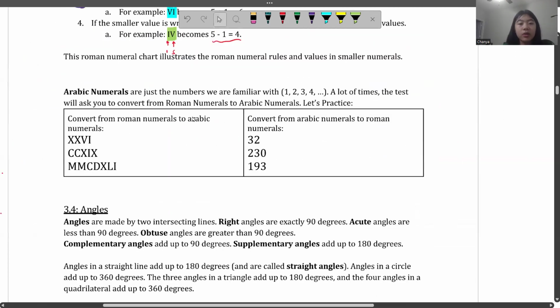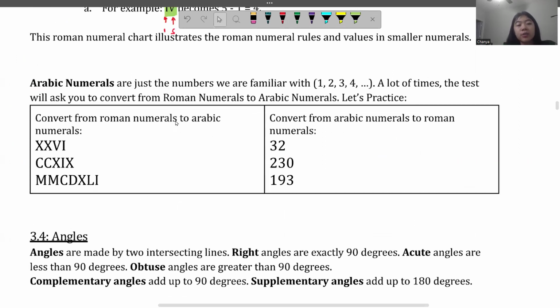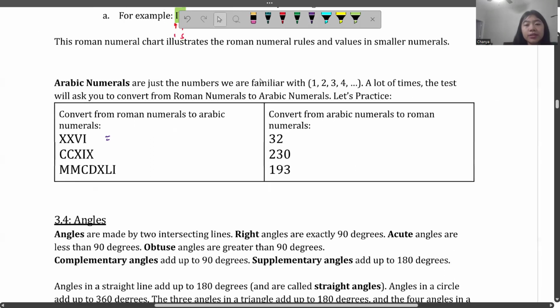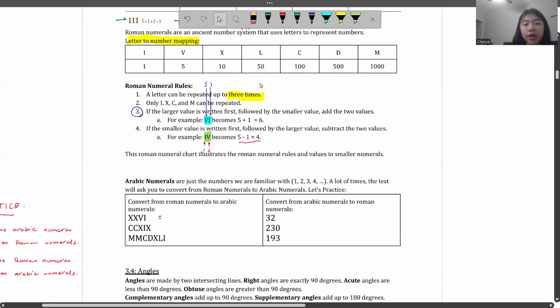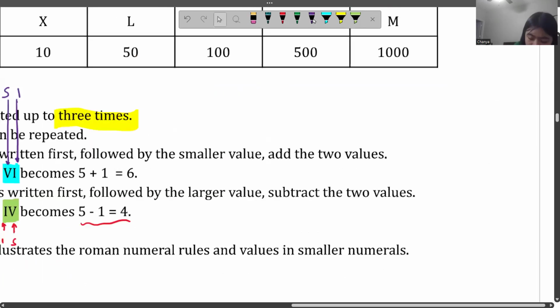And now we're going to convert from and to Roman numerals from our own number system, which is the Arabic numerals. So for example, starting with the first example, if you wanted to convert the Roman numeral XXVI to Arabic numerals, let me just pull up the chart here. Well, first, what do you notice?